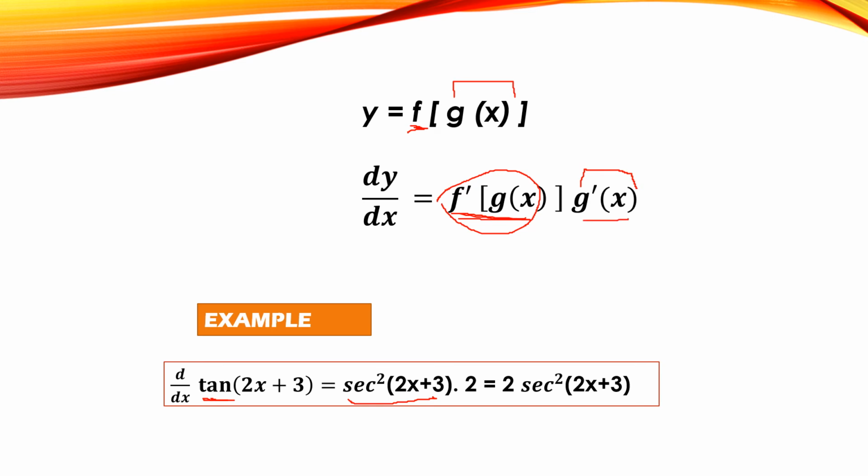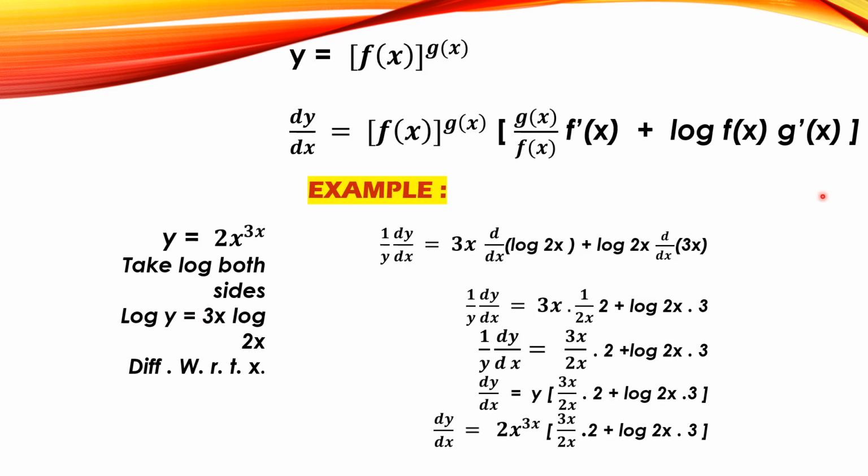So now the inner function is 2x plus 3. What is the derivative of 2x plus 3? It is 2, so very simple. Your answer comes out to be 2 sec square (2x plus 3). Clear? Now, suppose you are given a function like this.